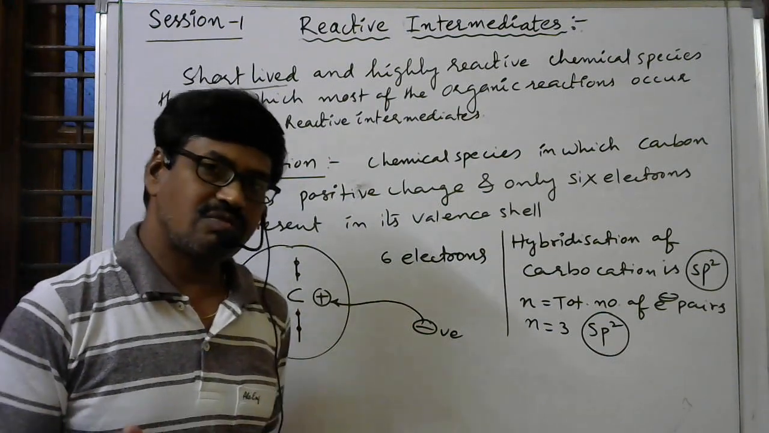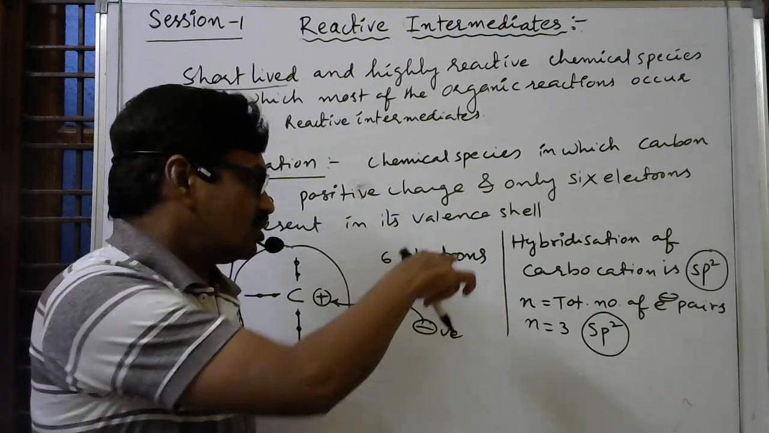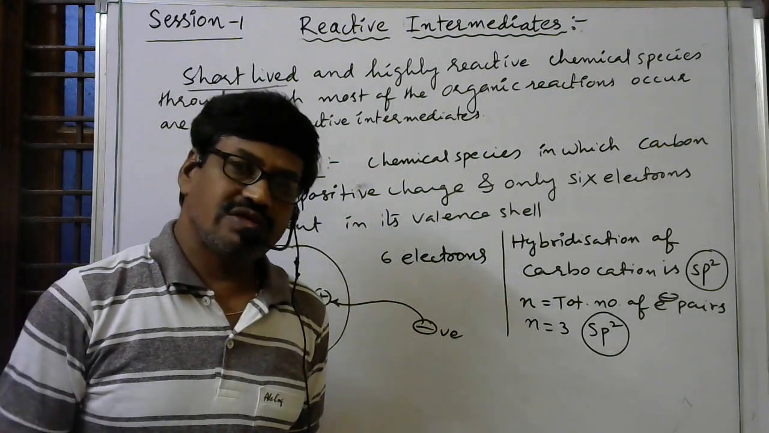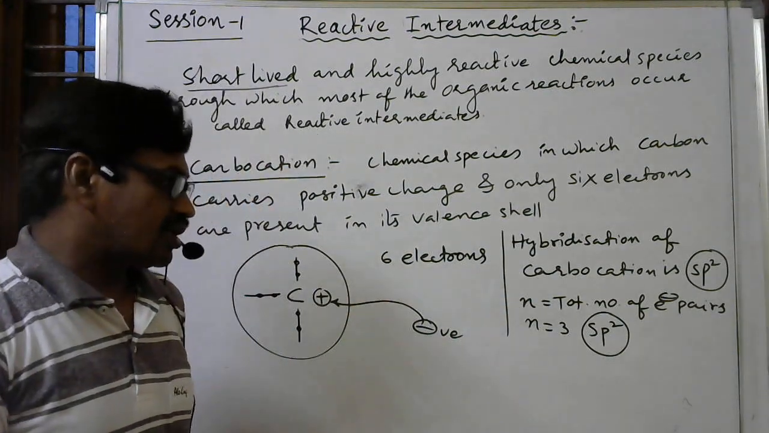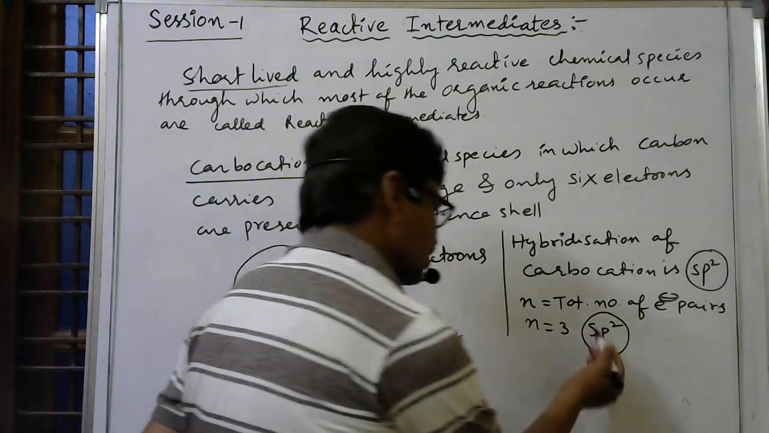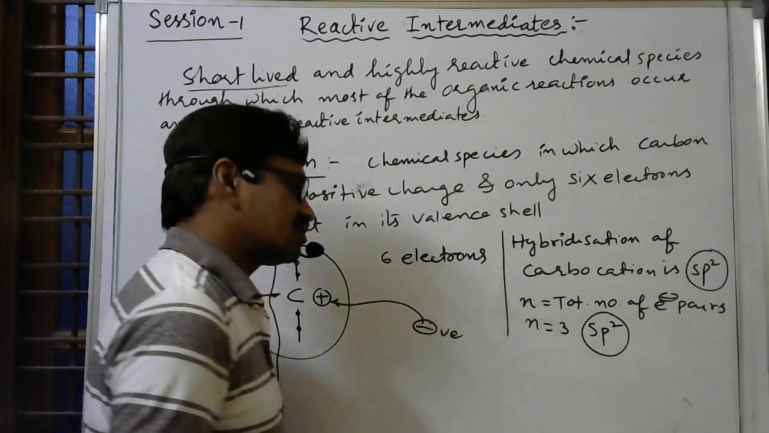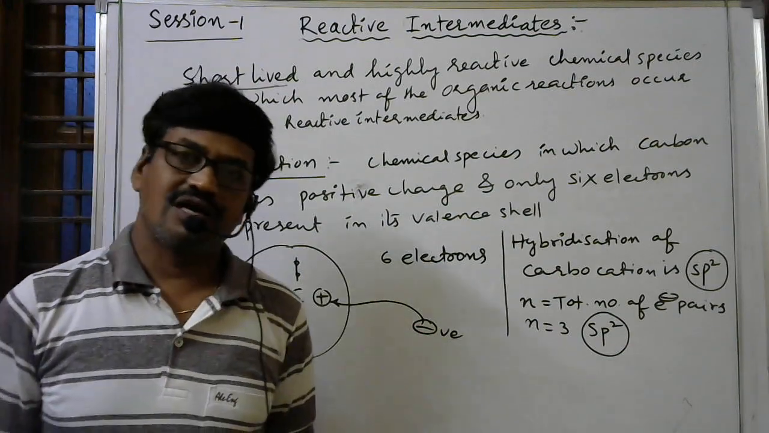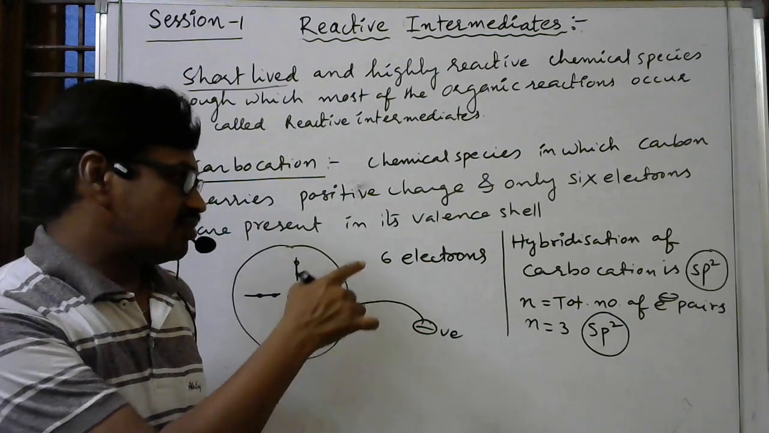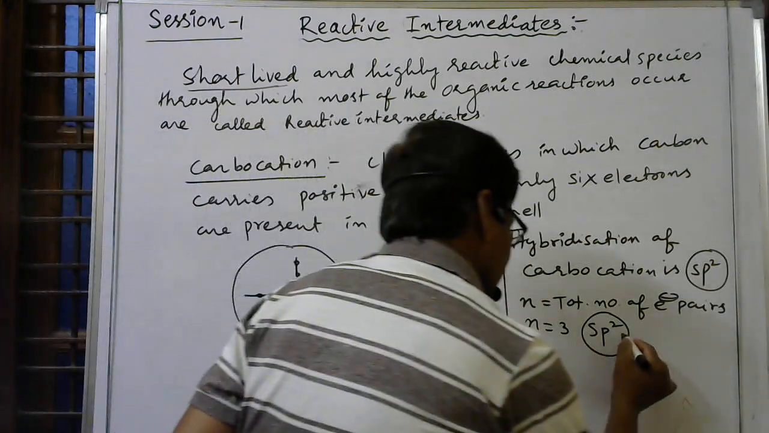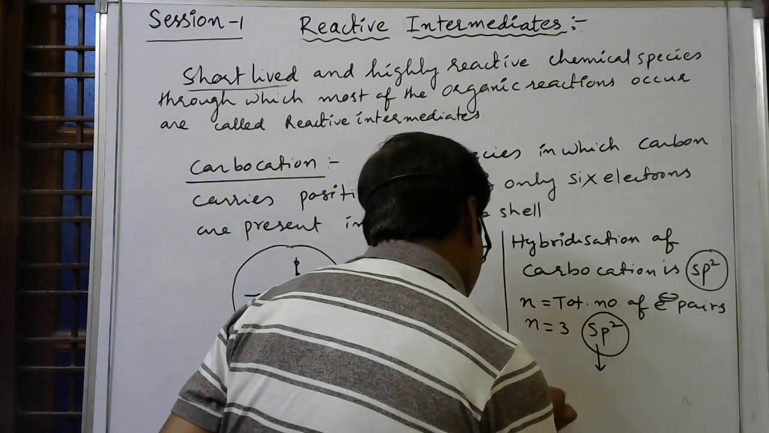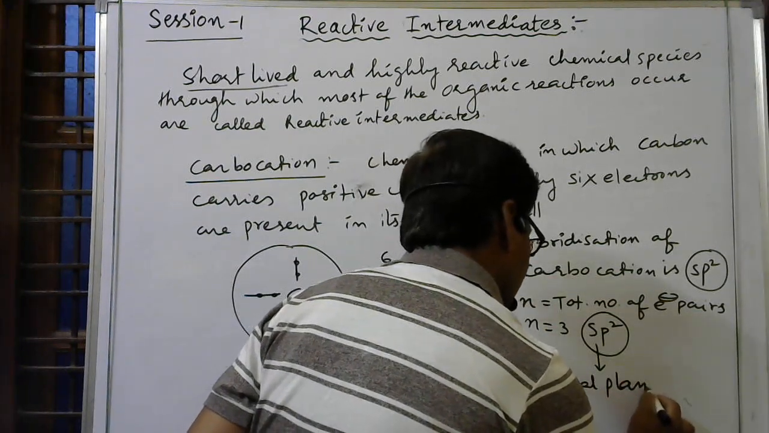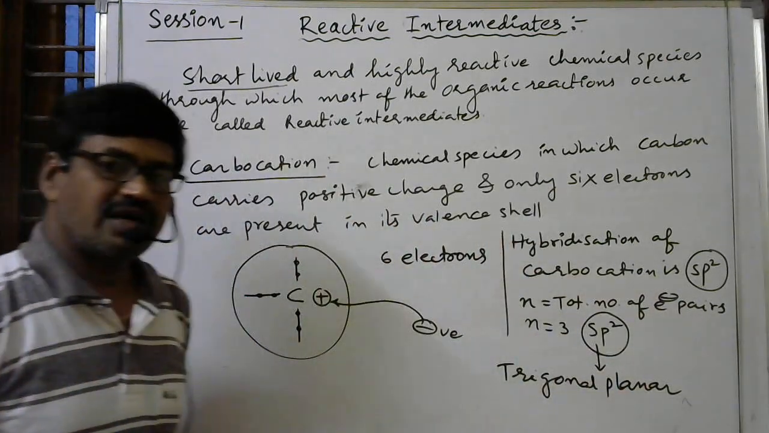Because a minimum of 2 orbitals is required to be involved in hybridization. So n equal to 3 means sp2, n equal to 4 means sp3, and n equal to 5 means sp3d hybridization. There are different types of hybridization. Among those, carbocation hybridization is sp2, and for sp2 the shape is trigonal planar.